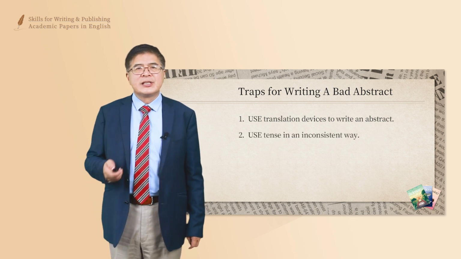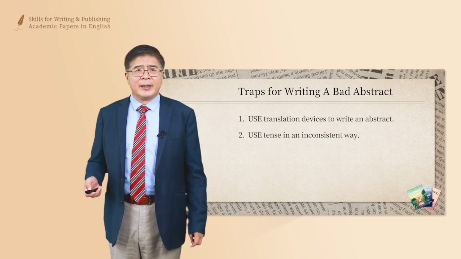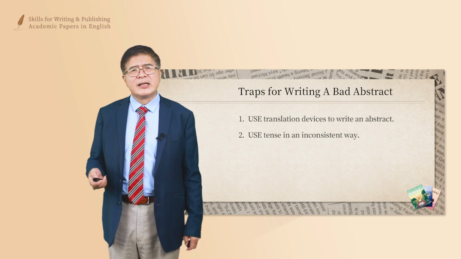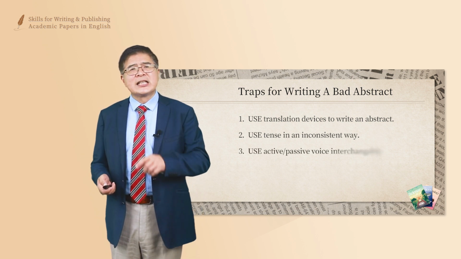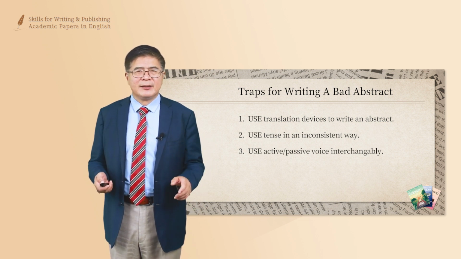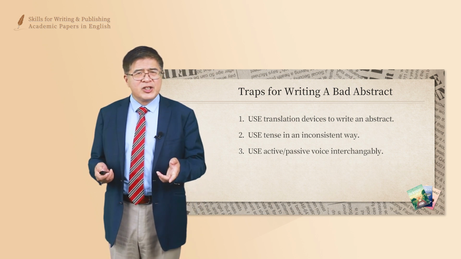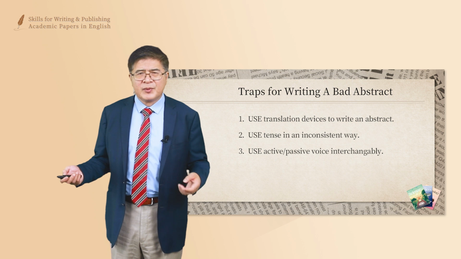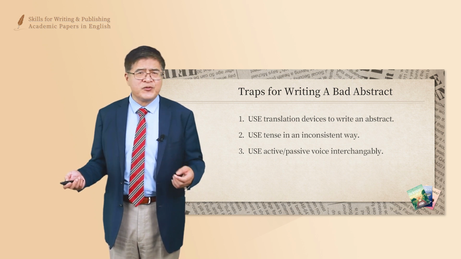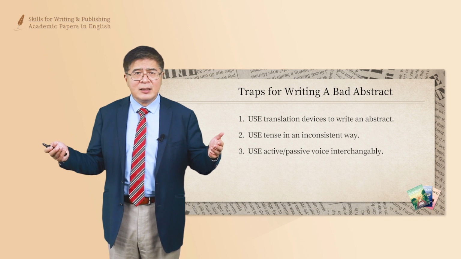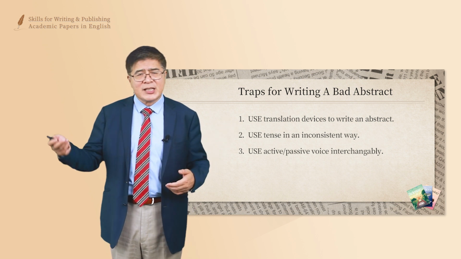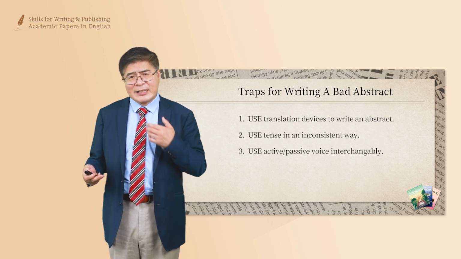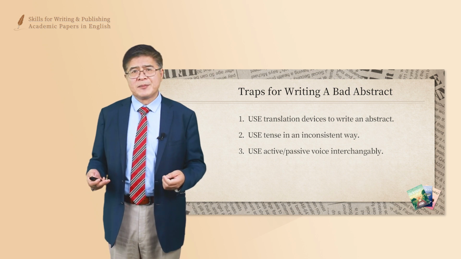Second, use tense in an inconsistent way. So you change the present to the past, you have to keep it consistent. Third, use active, passive voice interchangeably. That's a big deal because when you do writing in Chinese and give a translation device to do the translation for you, each sentence may look fine, but when they are put together, the active voice and passive voice keep appearing interchangeably. That's really bad because it does not have cohesiveness.